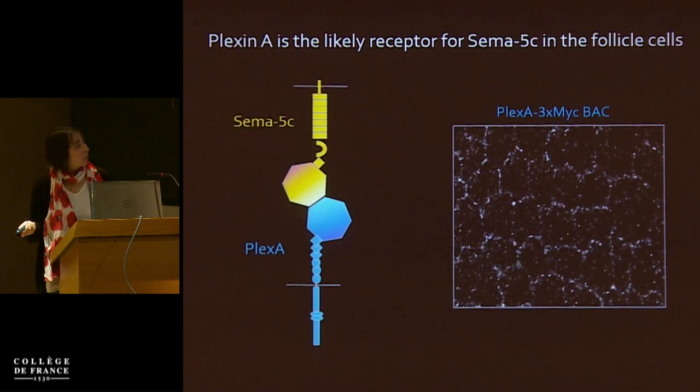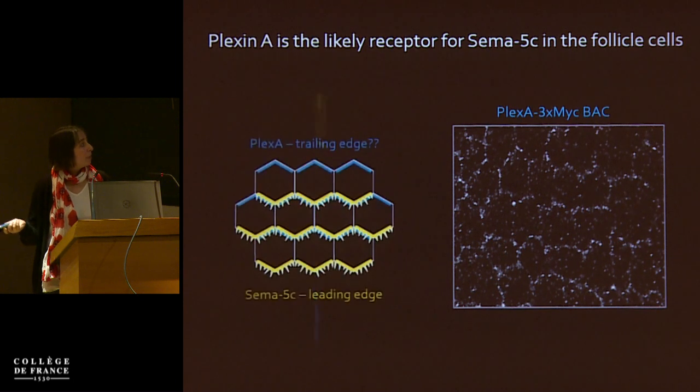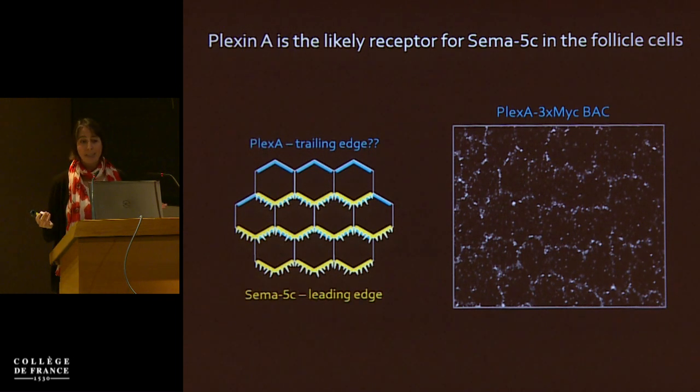This prompted us to look for the receptor for this signal, which seems to be a receptor protein called plexin A. We've confirmed that plexin A is required for the migration of the tissue. It also shows this nice localization along the leading-trailing cell-cell interfaces. Now, for technical reasons, we don't yet know whether plexin A is at the leading edge, the trailing edge, or both. But since we know that SEMA5C is at the leading edge, we predict that plexin A is at the trailing edge, because that's really the only orientation that would facilitate the trans interaction that's known to occur between semaphorin and plexin proteins.